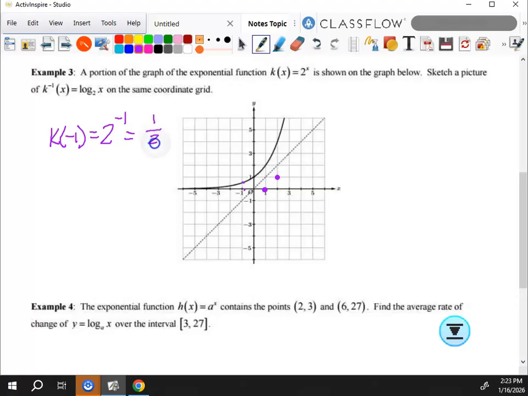1 over 2. So that means that ordered pair right there is negative 1, 1/2. So for the inverse, that's going to be 1/2, negative 1, and I get a point right there. Okay? And then we just do our best to make a halfway decent sketch.